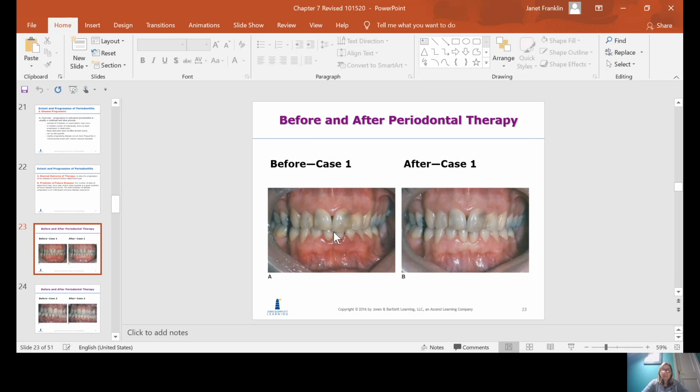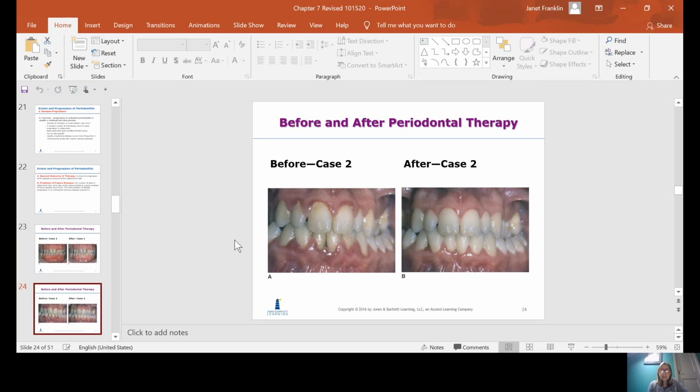Before and after periodontal therapy. So these are some pictures. This is case 1, and if you look at the before and after, it doesn't look a whole lot different. There's some tissue color changes, but visibly, there's not a whole lot of difference. So now you can see why a patient would have a hard time recognizing periodontitis. Case 2, it's a little bit more noticeable. You can see that they have, in case 2, some red gums. In case 2 after, the redness is gone. So things look like they've healed a lot better.